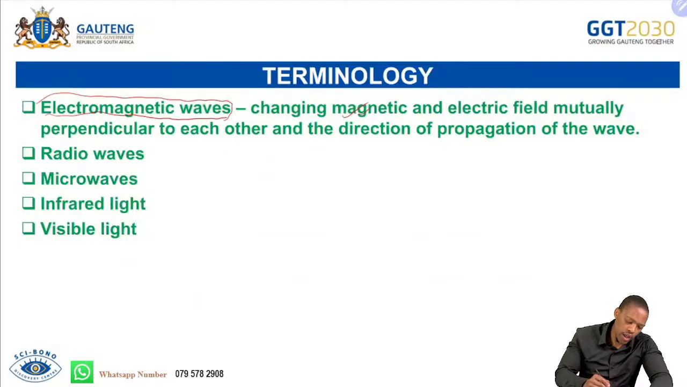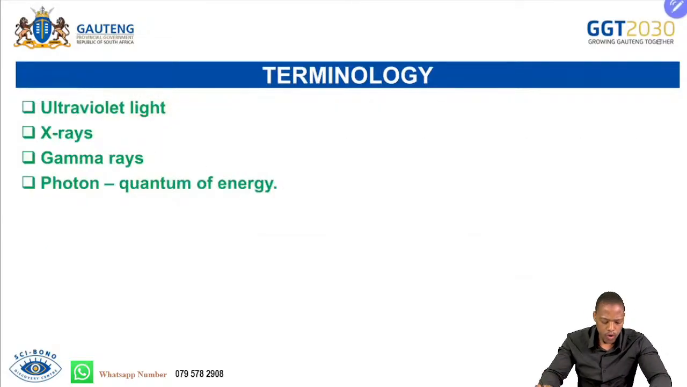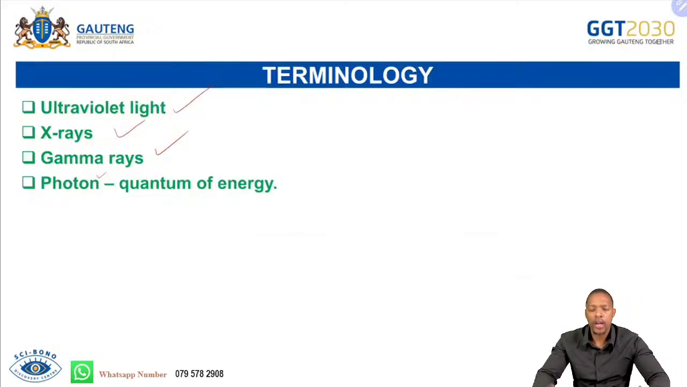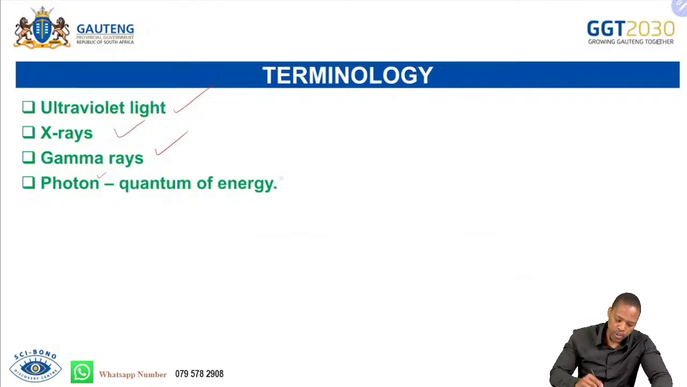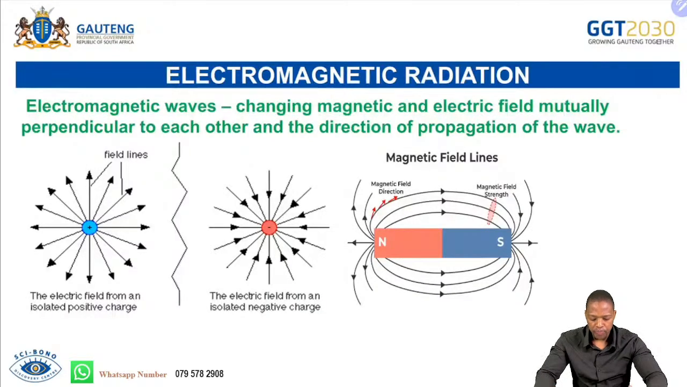We're also going to learn about different types of electromagnetic waves, such as radio waves, microwaves, infrared light, visible light, ultraviolet light, X-rays, and gamma rays. And then towards the end of the lesson, we are going to focus on the photon. What is the photon? We'll learn a new terminology there, photon, which we will define as a quantum of energy. Photon is a quantum of energy. Right. So let's go straight into electromagnetic waves.